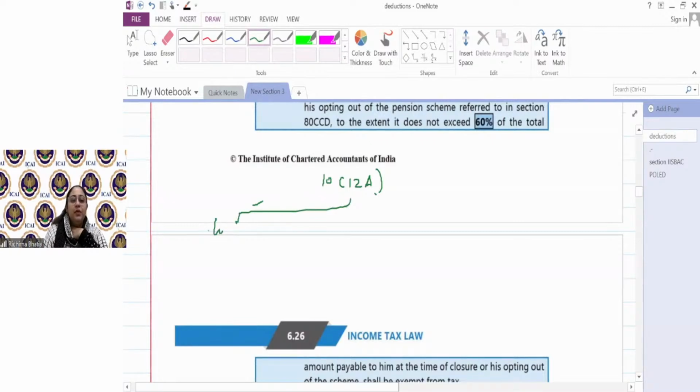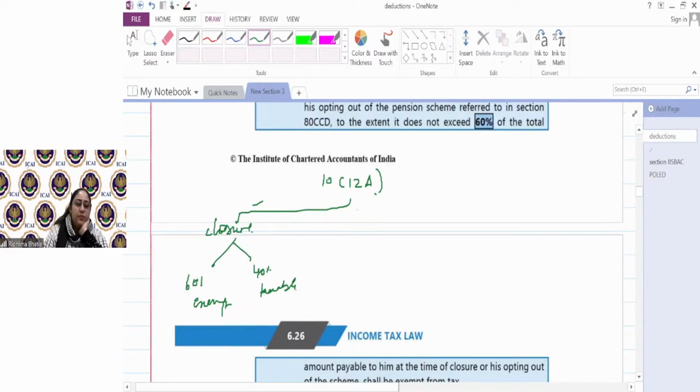Closure मतलब जब आपने you have made full contributions, now you want to close the account. उस केस में guys 60% would be exempt and 40% would be taxable. And if the person whose fund was this dies and nominee gets the amount, then nothing is taxable.